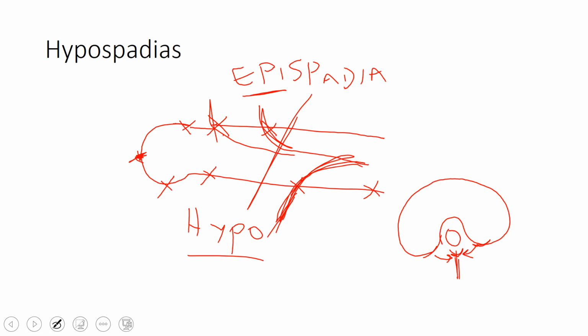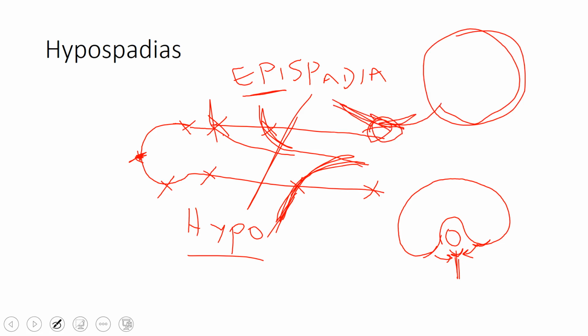This is also associated with bladder exstrophy. So basically, if you've got the bladder right here, sometimes the bladder can be really close to the opening here, and there will actually be a hole right there where the bladder comes out that way. So this condition is associated with bladder exstrophy.